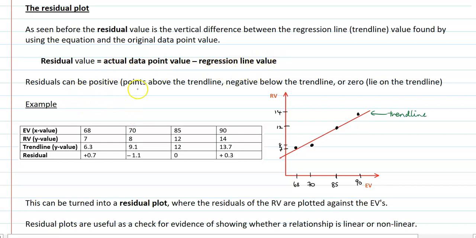And residuals can be positive, so the positive ones are above the trend line, negative ones are below the trend line, or a residual could be zero, meaning it lies on the trend line. So for example, if I had these values here, my explanatory values are my x values, my response variables are my y values, and I've put in a calculated trend line y value. What we're looking at is the difference between the response variable and the trend line value for each of these.